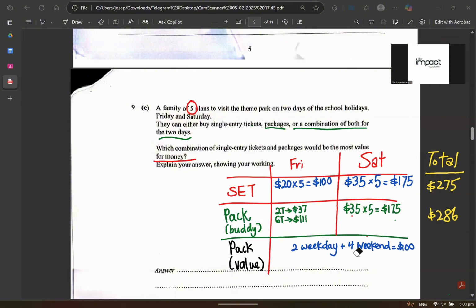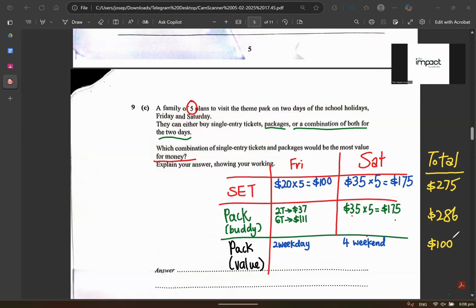True? 2 weekday. I say this again. I'm just going to write this down for you, okay? 2 weekday. Can you see 2 weekday? How much? I also get 4 weekend, right? How much does that cost? $100. Agree or disagree? All right.